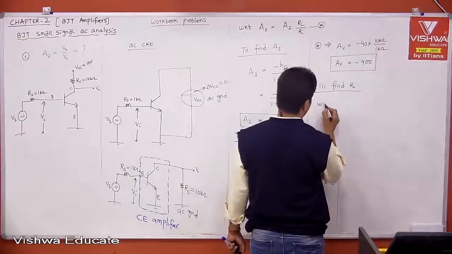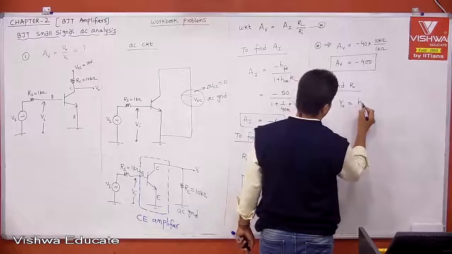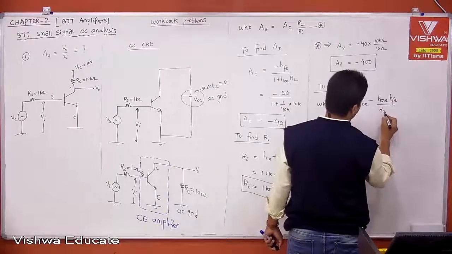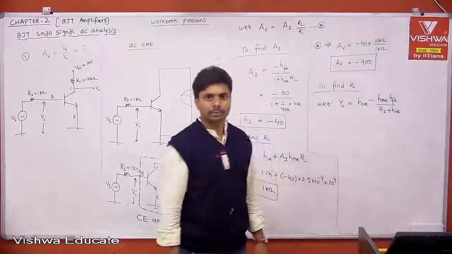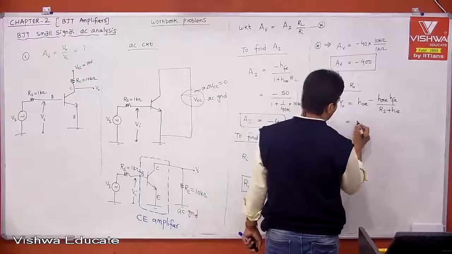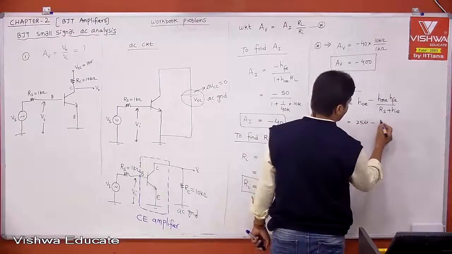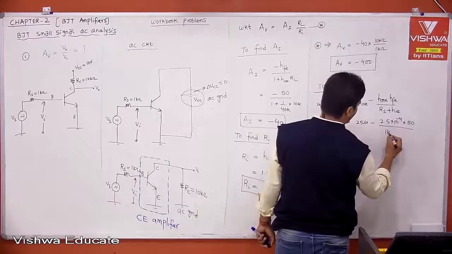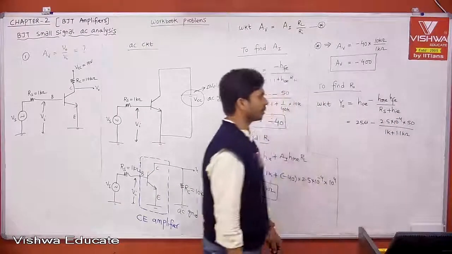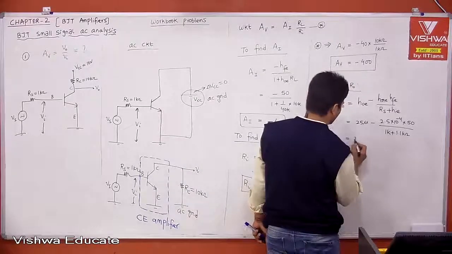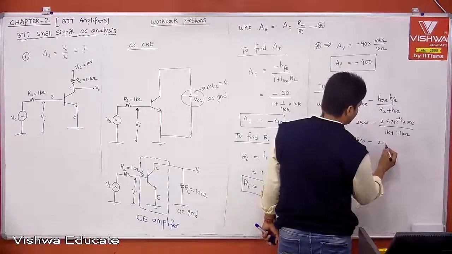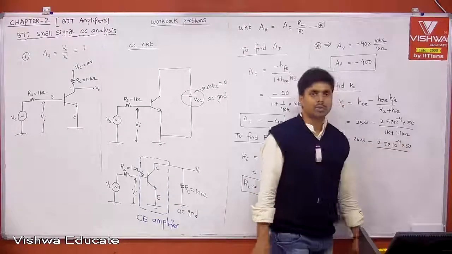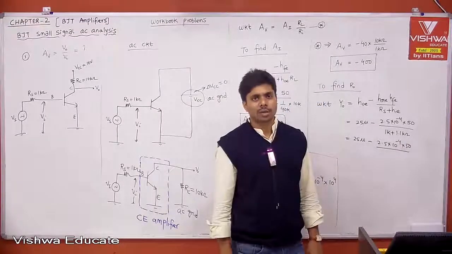What is R0? We know that Y0 is equal to HOE minus HRE into HFE divided by RS plus HIE. Okay. Now, what is HOE? HOE is 25 microampere per volt, minus HRE 2.5 into 10 to the power of minus 4, HFE 50, divided by RS 1 kilo ohm, HIE 1.1 kilo ohm. Right? Then, if you solve, this is 25 micro minus 2.5 into 10 to the power of minus 4 into 50 divided by 1K plus 1.1K, which is 2.1K. Can I write 2.1K as approximately 2K?